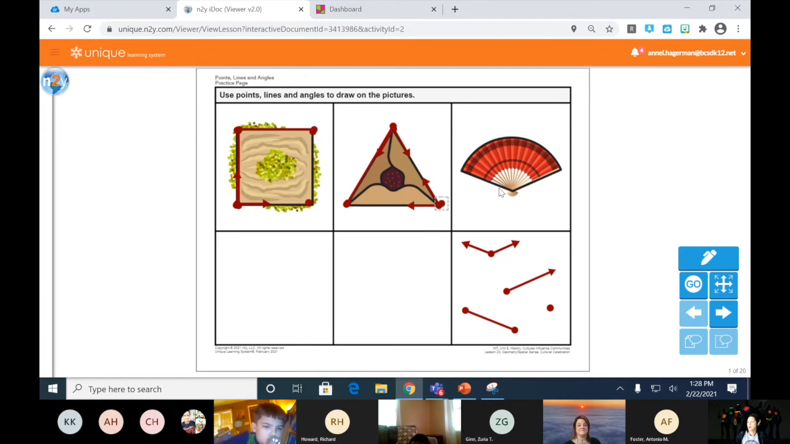Now we've got a fan. All right, let's see what we can find in this fan. I see an angle right here, an obtuse angle, because it's bigger than 90 degrees. I see a line. And here's another line segment. And here's a point where the 2 lines meet.